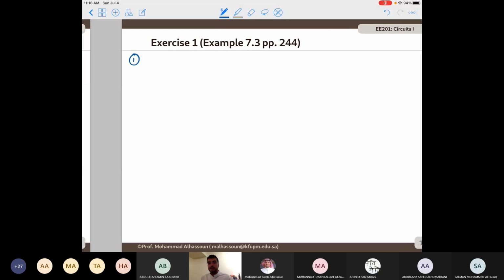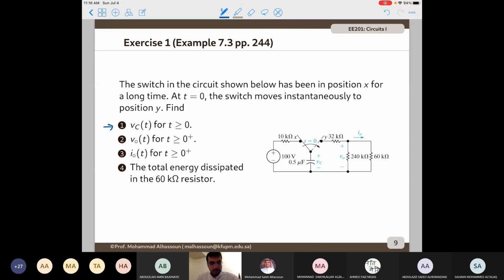Okay, Shabab. So pay attention here. In order to solve such a problem, you have two time instants, or two time periods. You have something before the switch, when the switch is in position X. You have something when the switch is in position Y.